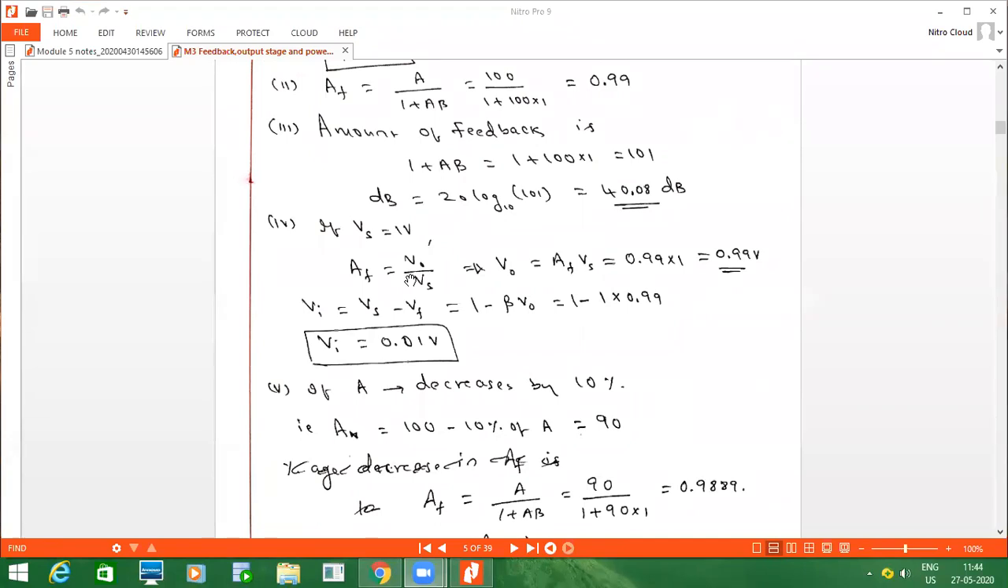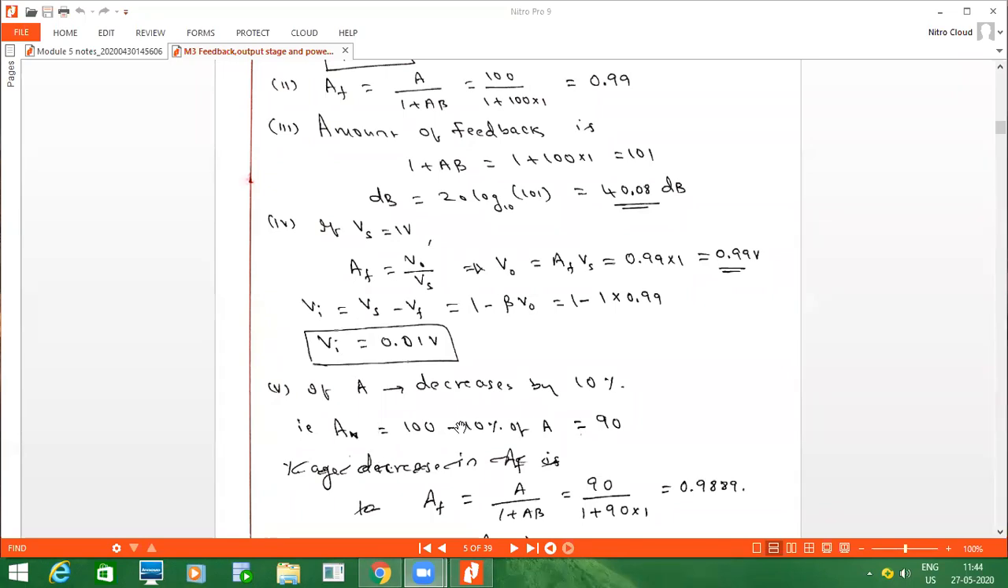Okay. Then at the summing stage, Vi will be equal to Vs minus Vf. Vs will be equal to 1. Vf can be written as beta times V0. Beta will be equal to 1, V0 will be equal to 0.99. Just substitute and calculate the value of Vi. Vi will be equal to 0.01 volt.